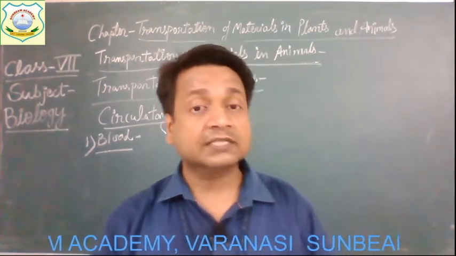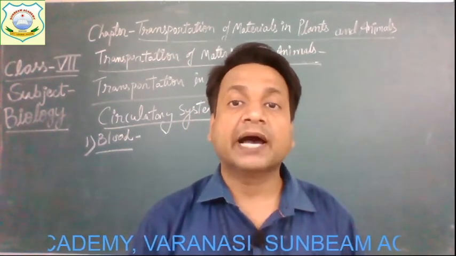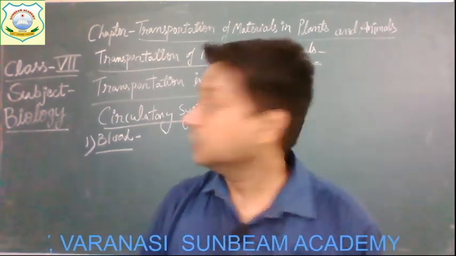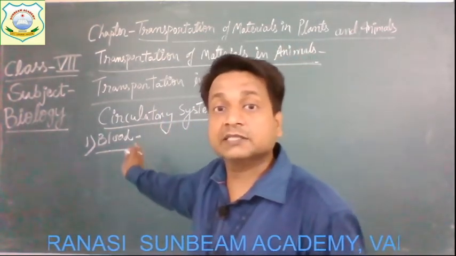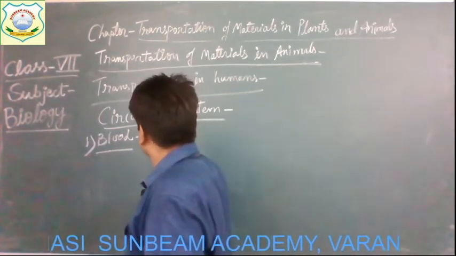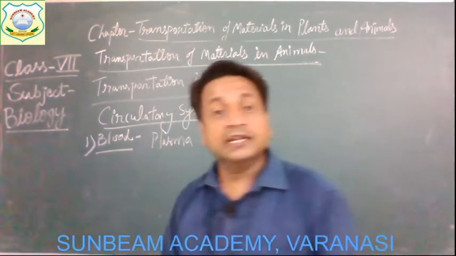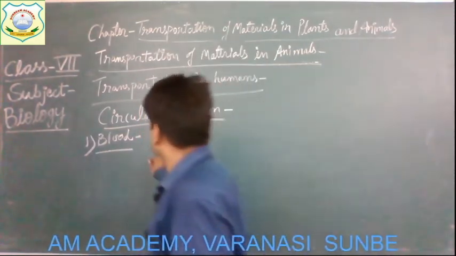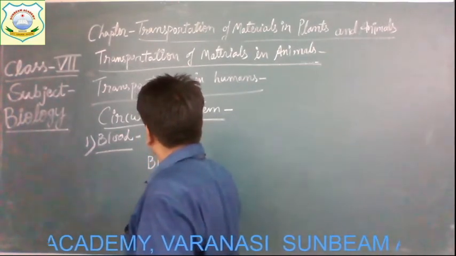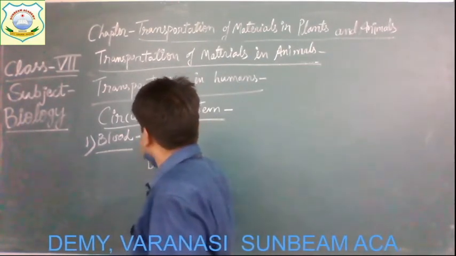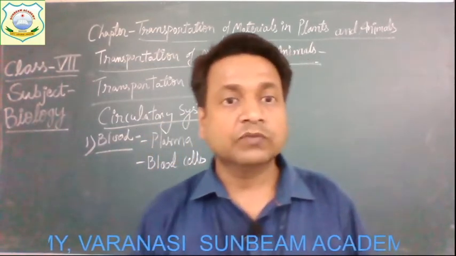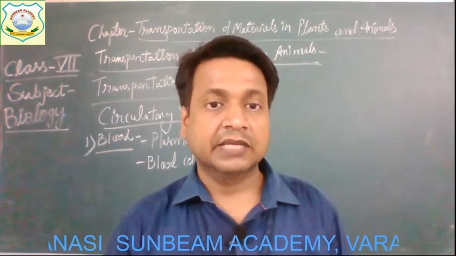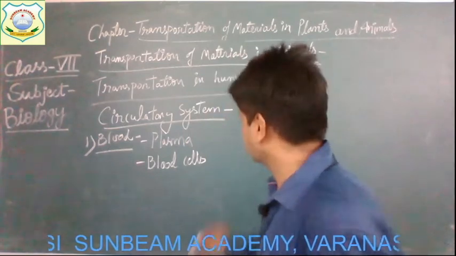The blood consists of a fluid known as plasma, in which three types of blood cells float. Okay children, so our blood contains what? It contains a fluid part which is known as plasma, and in this fluid part, in this plasma, different kinds of blood cells are present. So you can say that the blood is composed of these two parts, plasma and blood cells, and these blood cells are of three types.